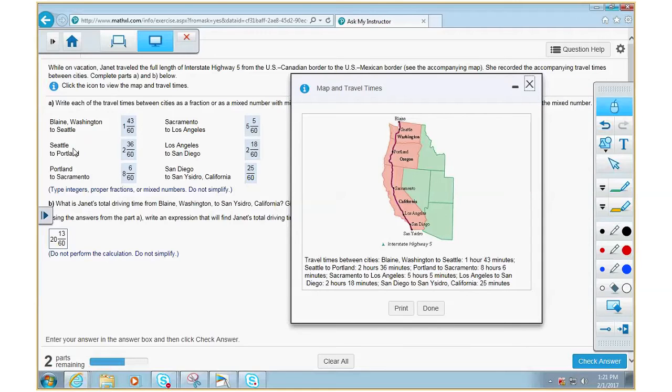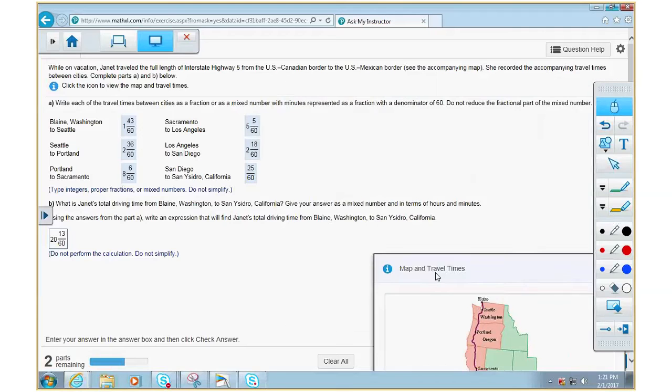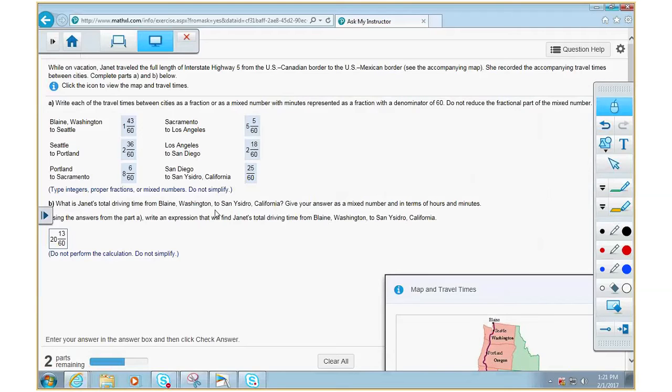Well, let me just read it. Blaine, Washington to Seattle is 1 hour and 43 minutes. So that'd be 1 and 43/60. Is that all you're supposed to do? Yeah, and I was thinking after that, the question is asking you to. Okay. What's Janet's total driving time from Blaine, Washington to San Pedro, California?